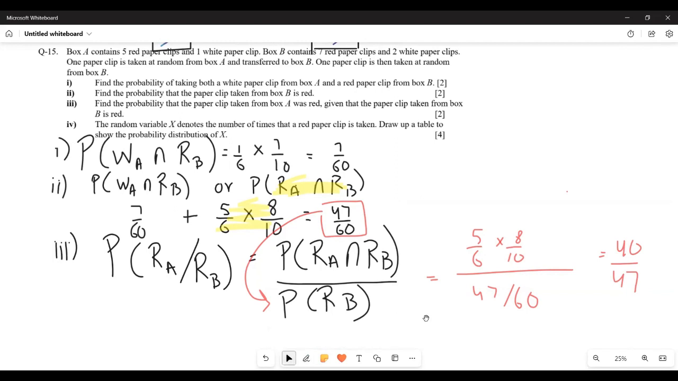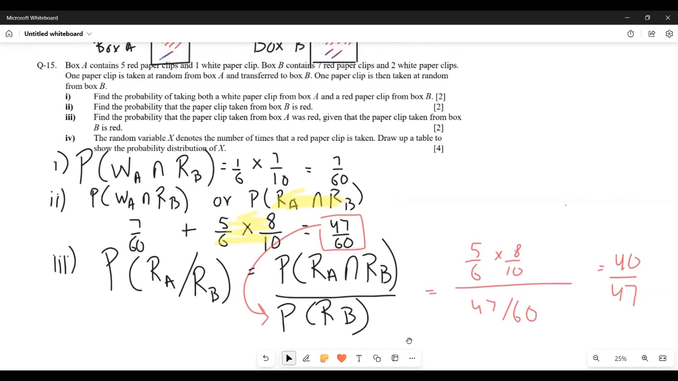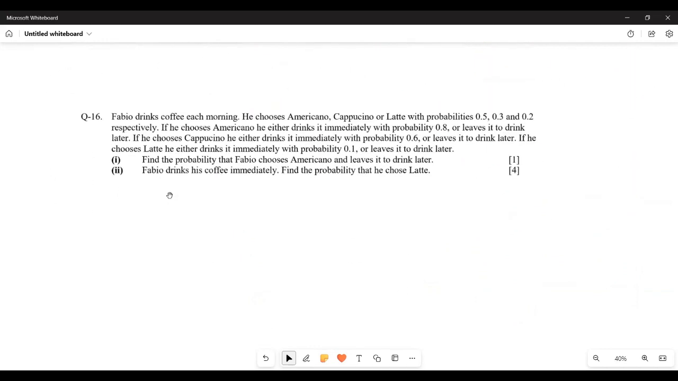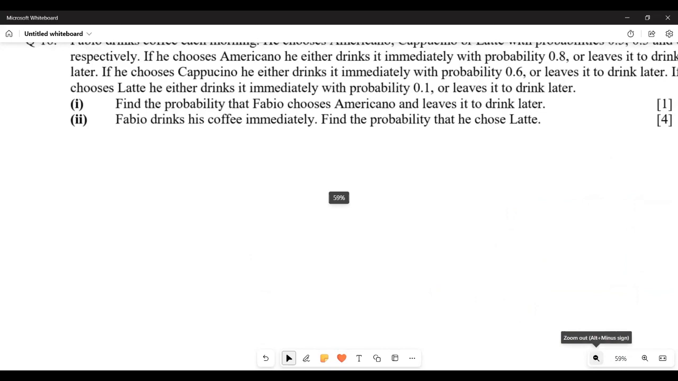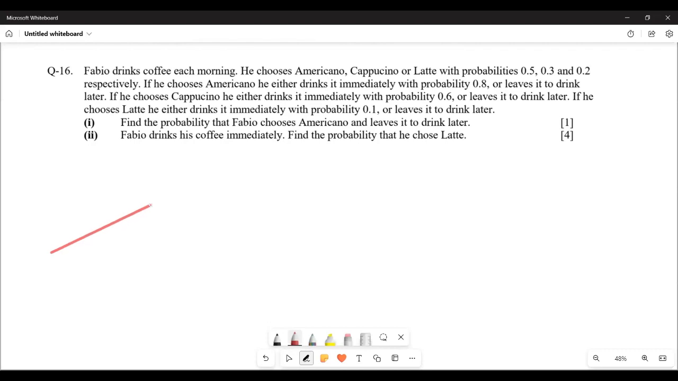Let's do question 16. Fabio drinks coffee each morning. He chooses Americano, cappuccino and latte. Let's make a tree diagram for this. Americano, cappuccino and latte with the probability 0.5, 0.3 and 0.2.